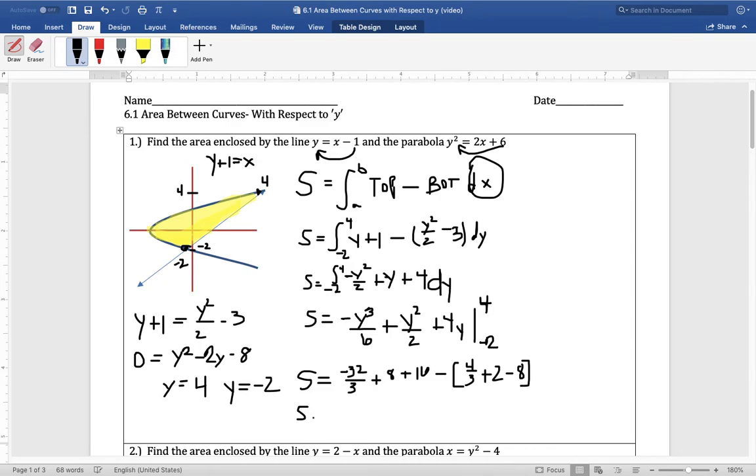Let's see if I can do the rest of this in my head. So -32/3 minus 4/3 would give you -36/3. And then 24 minus 2 is 22. Minus 8 is 14, right? Let me double check that. 24 minus 2 is 22. Oh, plus 8. My bad. Distribute, sir. All right, so how about I just do it this way? 24, and then this is minus 6. It would be plus 18.